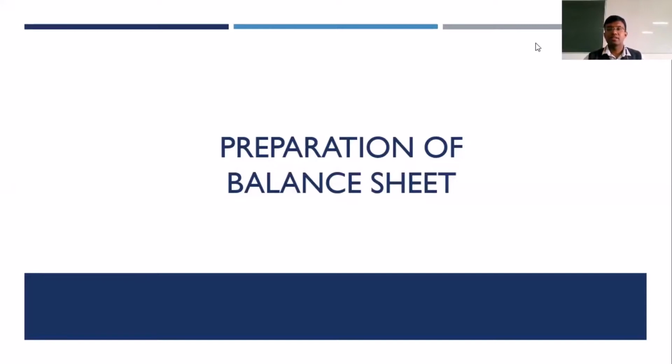In today's session, we will be discussing the preparation of the balance sheet. So far we have learned how to prepare the trading account and profit and loss account. The final statement that we are preparing as a part of final accounts is the balance sheet, and in today's session, we will be learning its preparation.